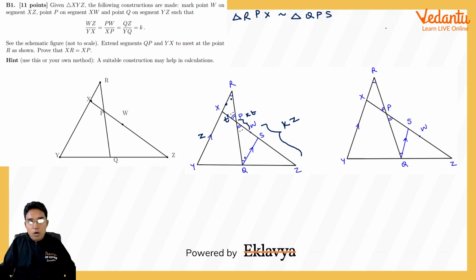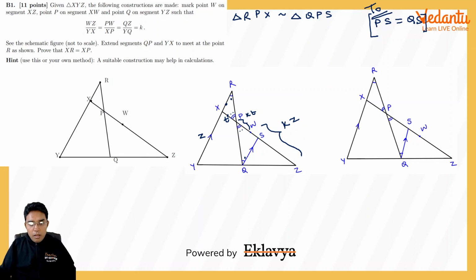So our objective here would be to prove that these two angles are same, or in the triangle which we have formed with the help of this S point, if we can prove that PS is equal to QS, then also our job is done. So that is our motive here, because if PS is equal to QS, then by symmetry or by angle, you can say XR will be equal to XP.